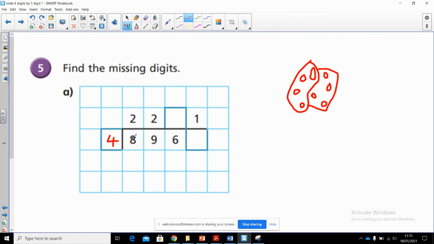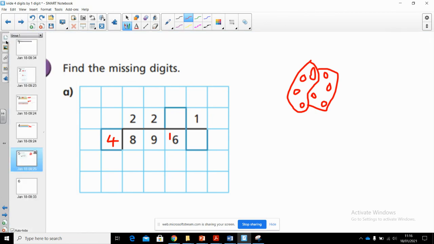How many times does 4 go into 8? 2. How many times does 4 go into 9? 2, with something left over. And you can continue that. I don't want to do the rest of it for you. I want you to do that, please.